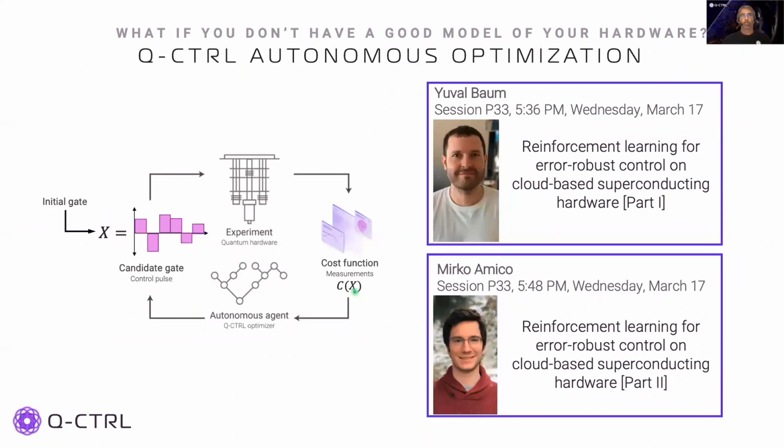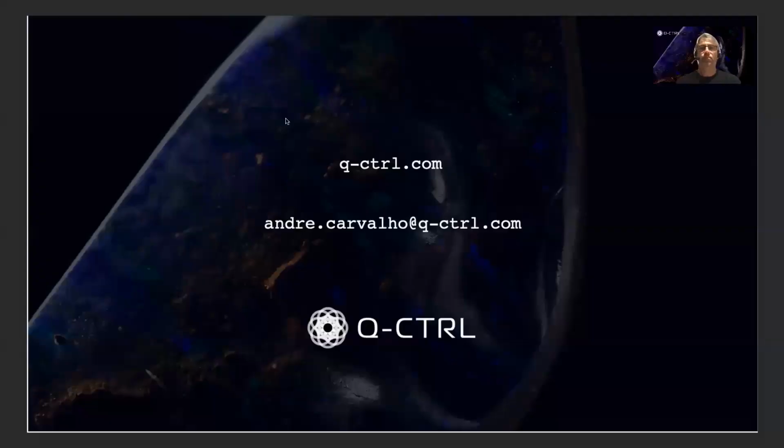In my last slide, I want to address a question that some of you may be asking right now. What if I don't have a good model for the quantum system? This is a question that we at Q-Control have been exploring as well, and I'd like to point you to 2 talks from our team. In their presentations, Yuval and Mirko will show how one can treat the quantum hardware as a black box and use machine learning techniques to design single and 2 qubit gates that outperform the default gates on IBM quantum devices.